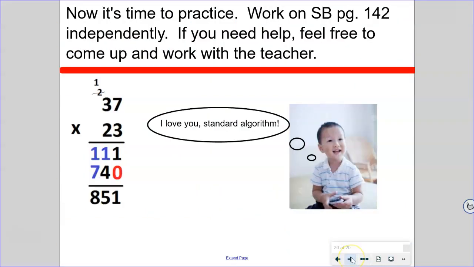I want you guys to go ahead and try to work on student book page 142. Okay. And I would prefer that you try to work independently. You should be self-checking on Canvas as you go. And if you need any help, if you're having a hard time, come and work with the teacher, because the teacher definitely knows how to do the standard algorithm, and they can offer you some assistance with this as well.